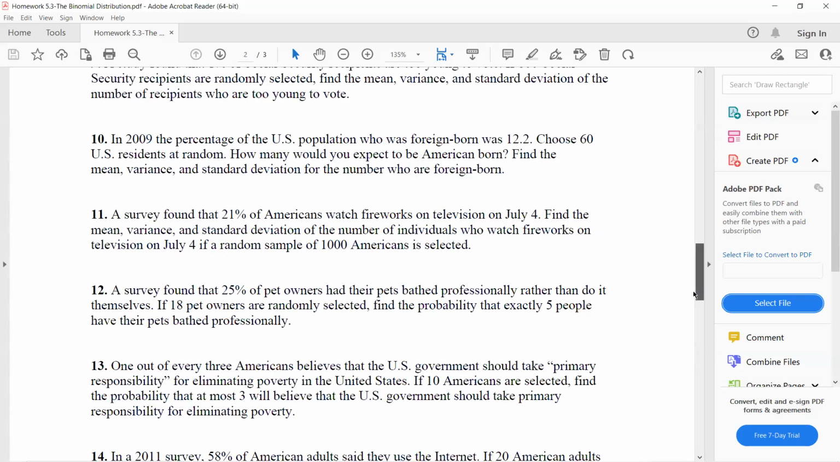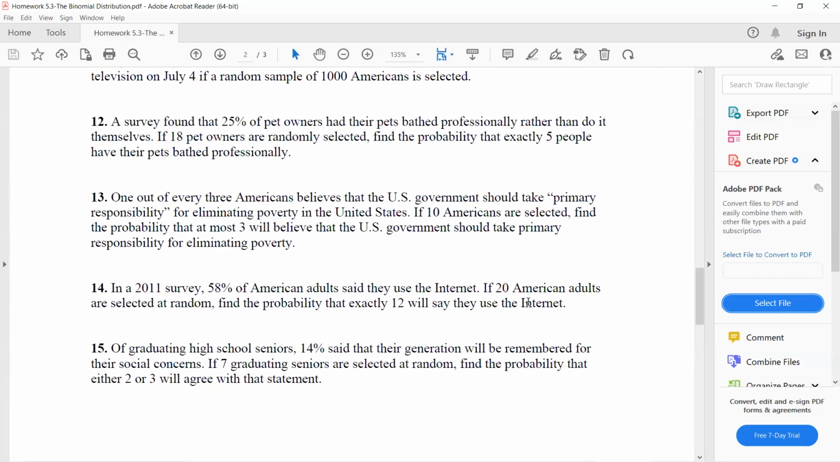All right. And scroll down here. One out of every three Americans believes that the US government should take primary responsibility for eliminating poverty in the United States. If 10 Americans are selected, find the probability that at most three will believe the US government should take primary responsibility for eliminating poverty.